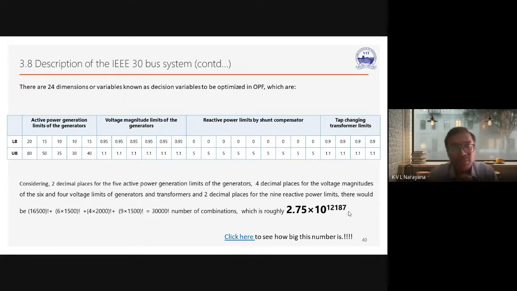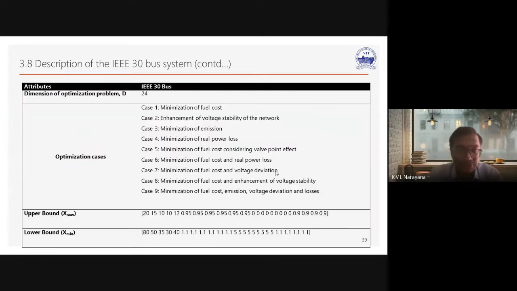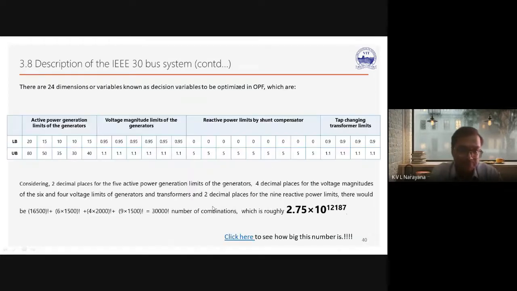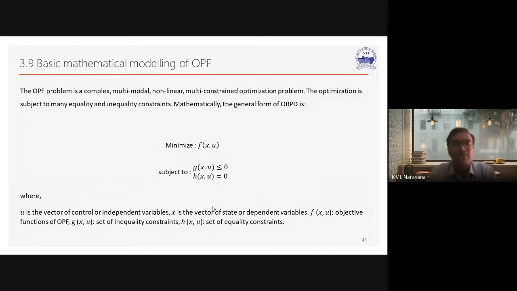It is very difficult for the numerical methods and the approximation methods to find out the best combination out of so many combinations. That's why we have to go for meta-heuristic optimization algorithms to get the best combination, or the best 24 values between these limits. So that is the minimization of the cost, and the upper bound and lower bound limits are given here. Minimization of the fuel cost is the objective. With this, we are going to formulate the mathematical model of the problem. I hope the problem is very clear to you.